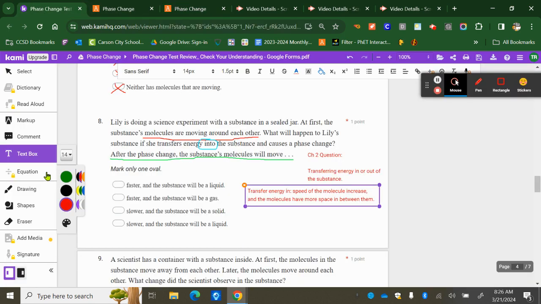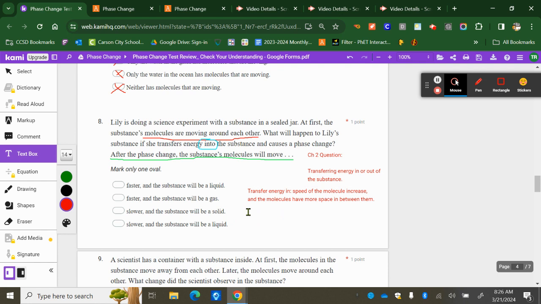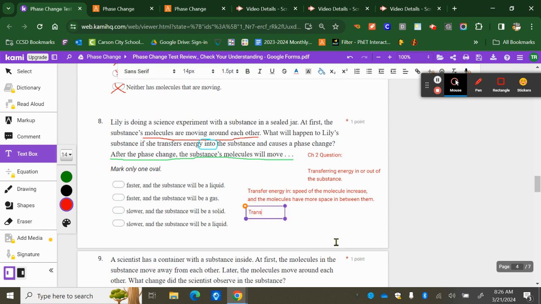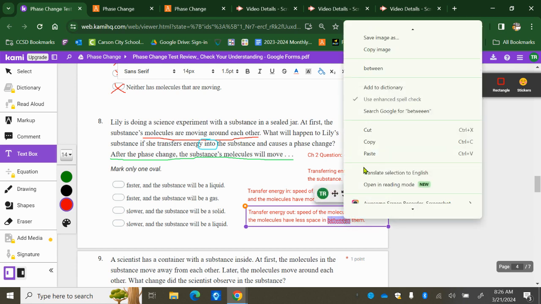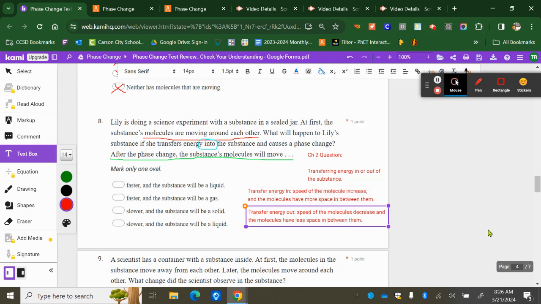So coming back here, what did we just observe in the sim? If I transfer energy out, the speed of the molecules decreases and the molecules have less space in between them. So thinking about that, let's go back to the question.